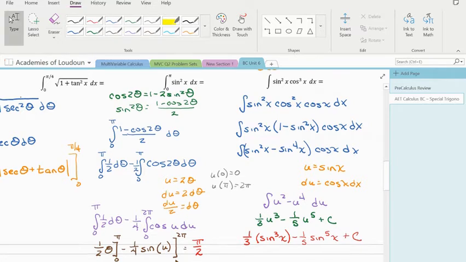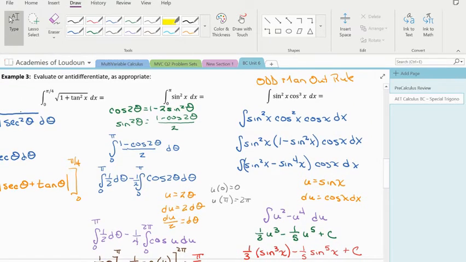This is the rule that we call odd man out. So every time you're going to choose the odd power, convert all but one of those terms to the other trig function, and then integrate using u substitution.